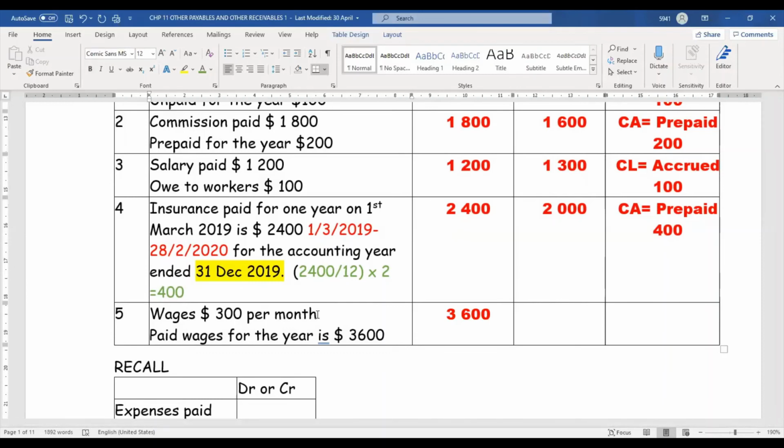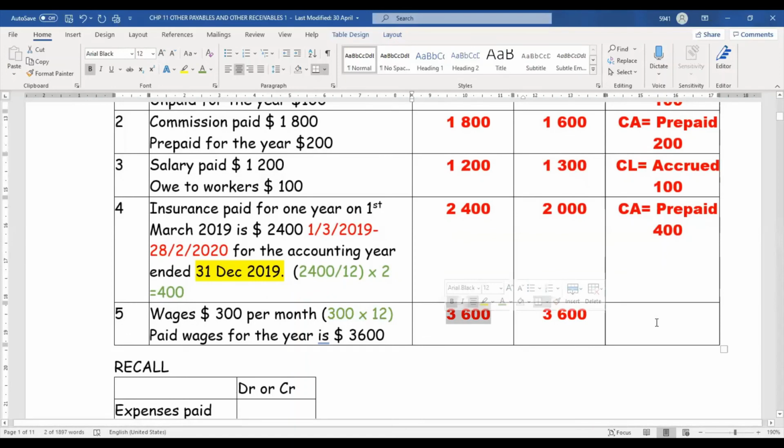We take 300 times 12, we get 3,600. We're supposed to pay 3,600 and then we paid 3,600. So this particular question, we don't have any accrued or prepaid. If you don't have any accrued or prepaid, we no need to write in the statement of financial position.